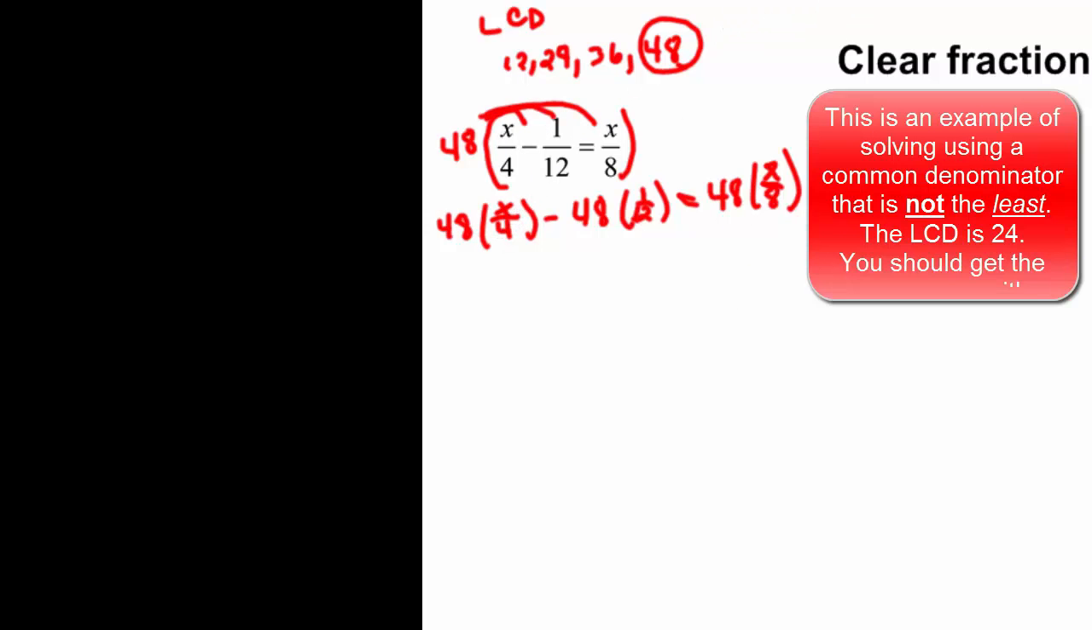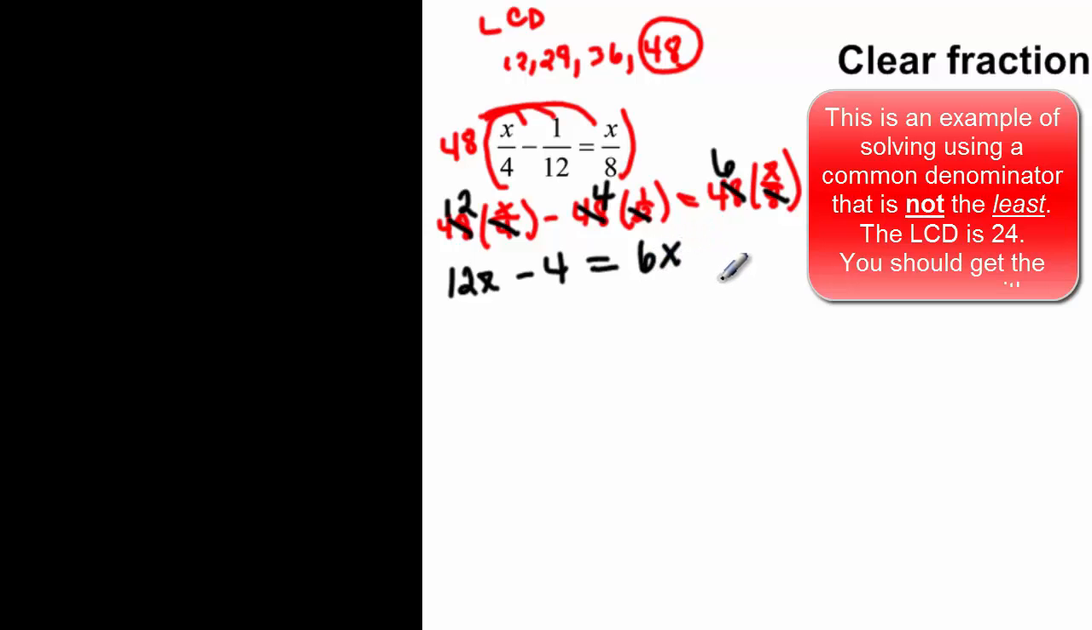So remember, now we can reduce this, and we can say that 4 goes into 48 12 times. So now we just have 12 times x. And then 12 goes into 48 4 times. So we have a minus 4 times 1, or just minus 4, equal to 8 goes into 48 6 times, and so we have 6 times x.